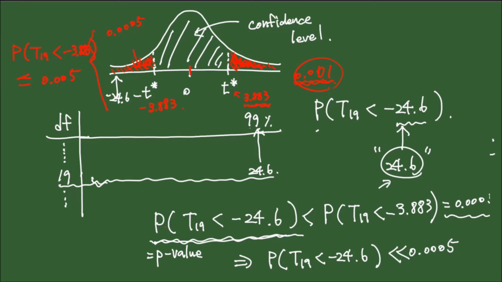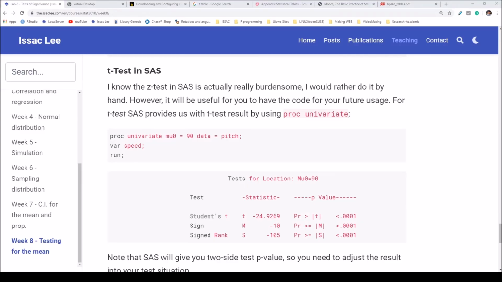So let's just move on to our SAS example. In SAS, we can do this using code. So you want to do the test in our SAS system. But unfortunately, we cannot do the z-test, which is the case where we know the population standard deviation, in SAS. SAS does not provide that situation because it's so unrealistic.